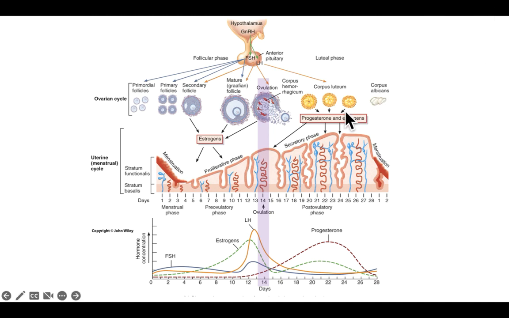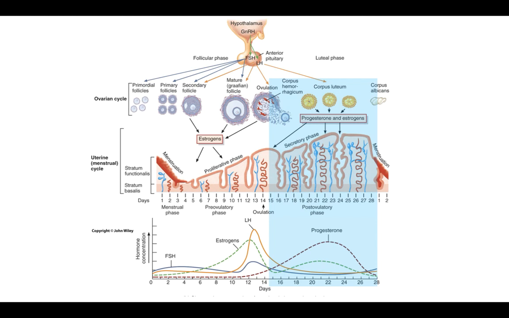I'm going to degenerate into the corpus albicans. I'm going to stop producing progesterone. Progesterone levels drop. I'm going to stop producing estrogen. Estrogen levels drop. And remember, when those two hormones drop, that's what triggers menstruation. So we have another menstrual phase, and we start that whole cycle over again. Now, if pregnancy did happen, we would have HCG production from the embryo. We would have that HCG stimulating the corpus luteum to stay and keep producing your hormones. Corpus albicans never forms, and we progress into the pregnancy.